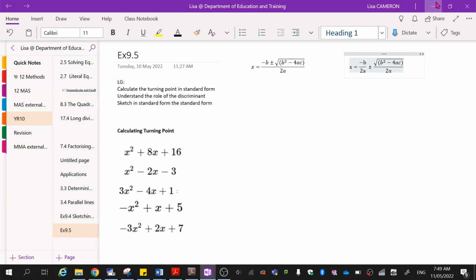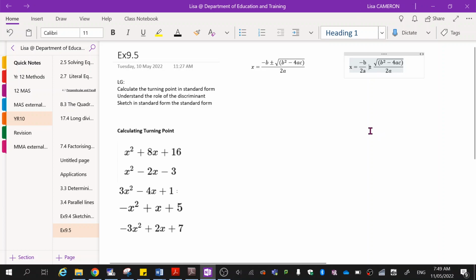Okay, so today we're going to start off by talking about calculating the turning point of a quadratic equation. When we're calculating the turning point, what we're really doing is using a certain part of the quadratic formula to help us find where the middle of the function is. We then find the coordinate of that function by putting the x value back into the function and finding the y value.